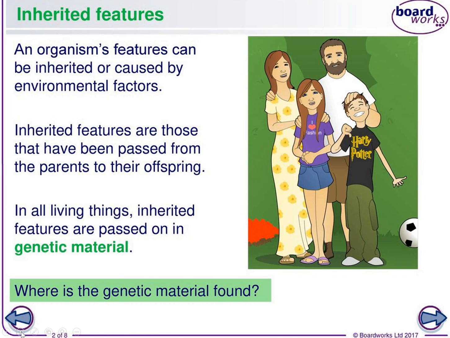An organism's features can be inherited or caused by environmental factors. In order for it to be inherited, it has to have passed from the parents to the offspring. In all living things, the inherited features that are passed on are in genetic material. So where is this genetic material found? In the nucleus, and particularly in the nucleus of gamete cells. Remember that word, gametes, is sperm and egg. So in actual fact, you're a combination of inherited features from both dad's sperm and mum's egg.